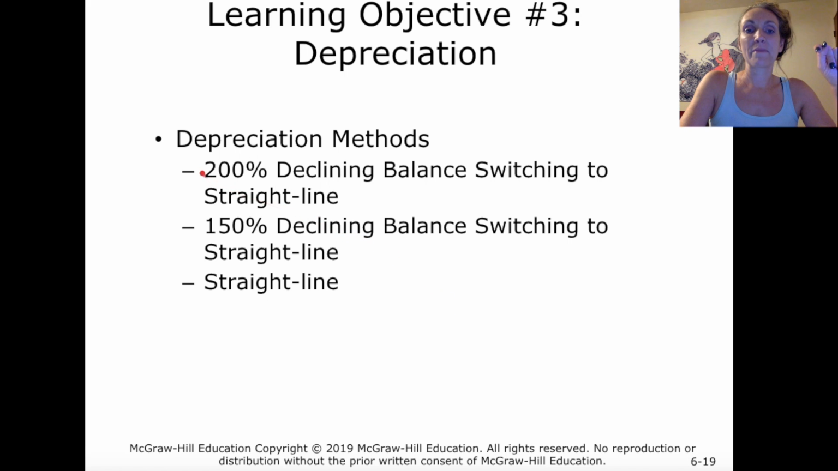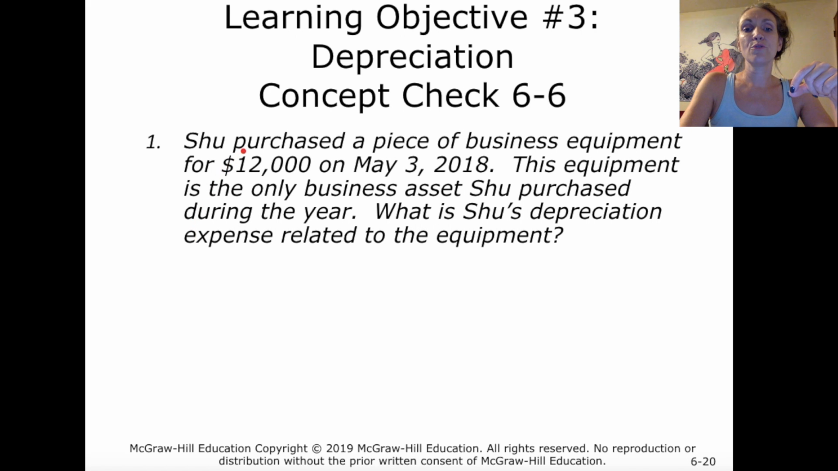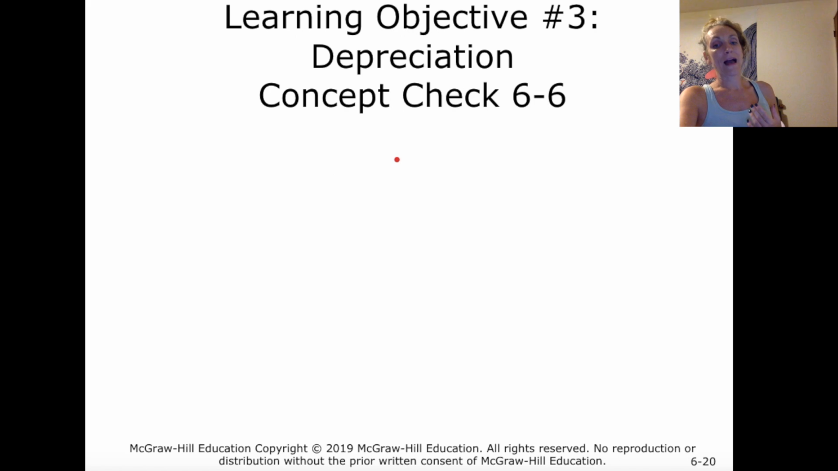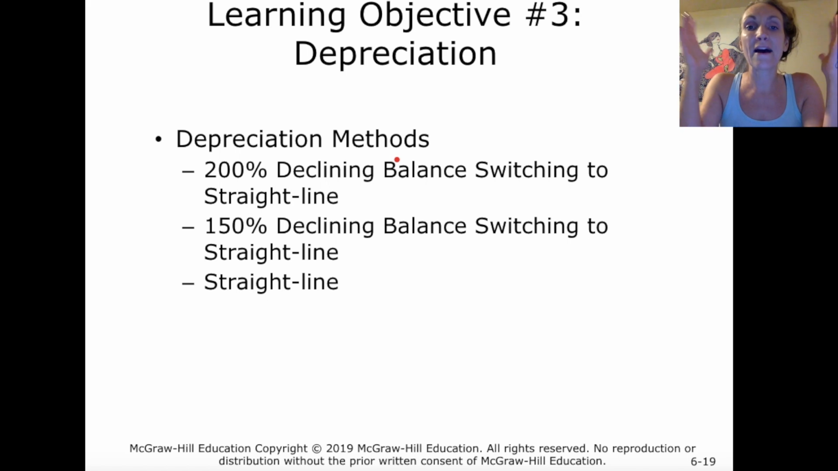All right, so now we have our methods. 200% declining balance. Remember I said it switches to straight line when straight line would be more. 150% declining balance switching to straight line, and then straight line. So now we're going to talk about how you actually calculate depreciation. Essentially, you just use tables that once you factor all of those depreciation factors in, you have all that information, you look at a table.